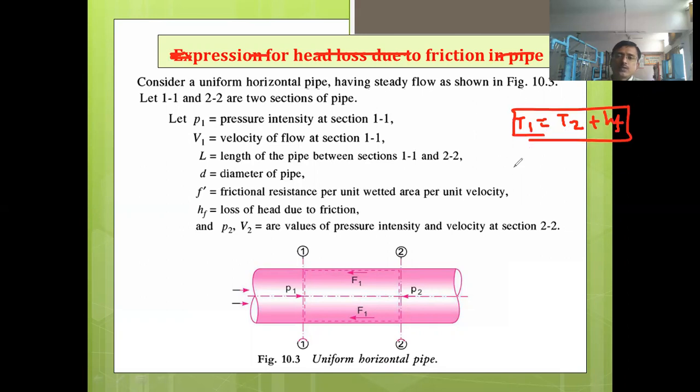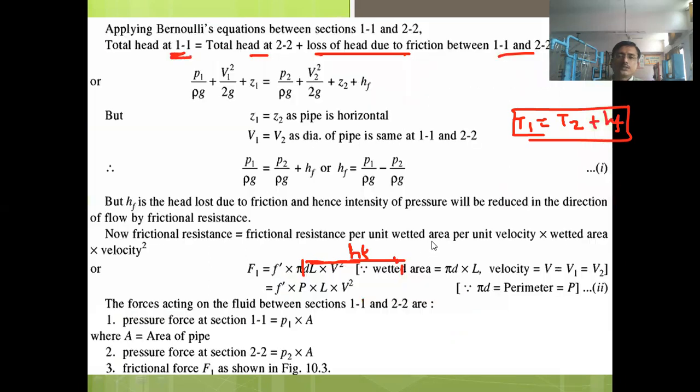And this modified Bernoulli equation we have to apply when this fluid will move from this section 1 to section 2. At that time there will be head loss, it is going to occur there due to the viscosity, and this is represented by letter HF. Okay, and that's why we have written this equation like this here.